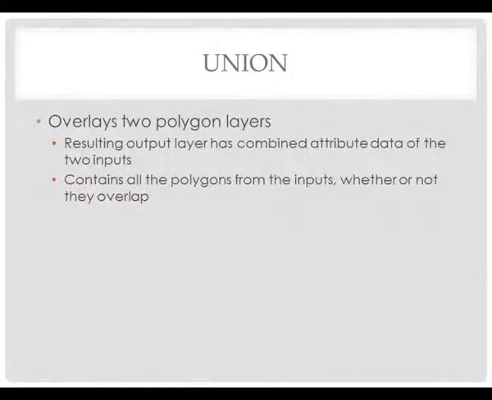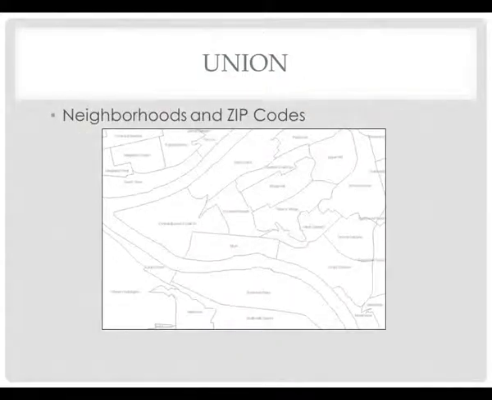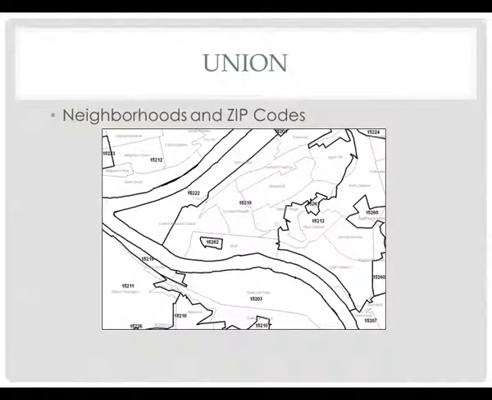Union overlays two polygon layers. The resulting output layer has combined attribute data of the two inputs. It contains all the polygons from the inputs, whether or not they overlap, such as neighborhoods and zip codes. And here are the neighborhoods and here are the zip codes.